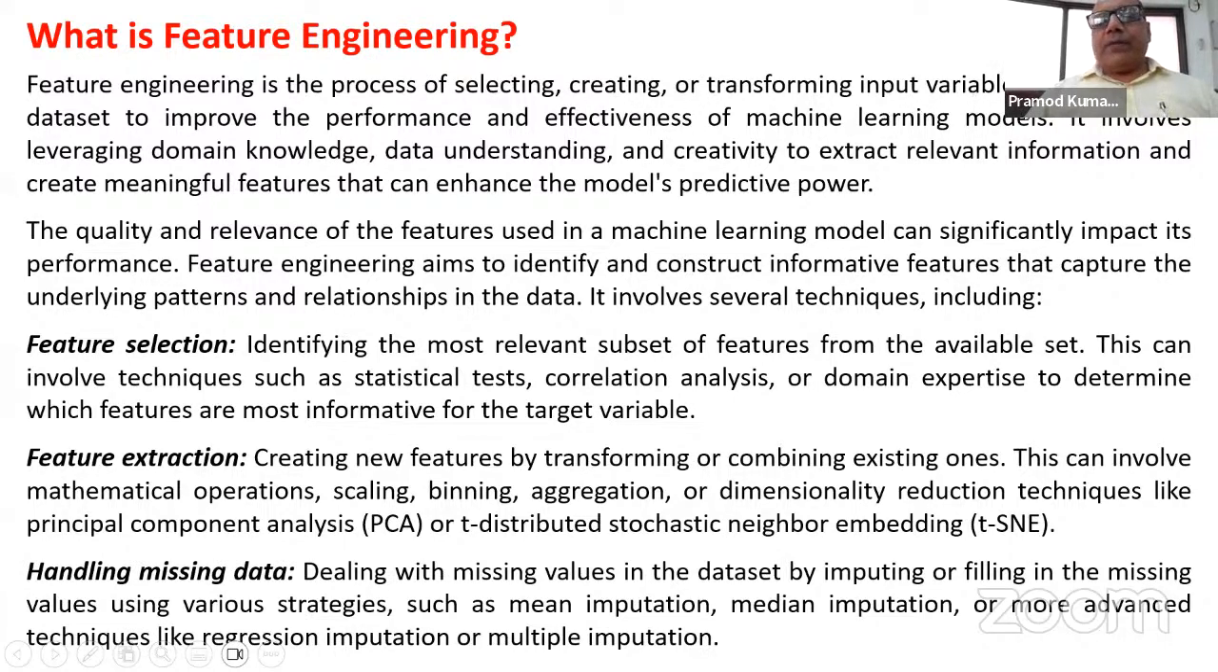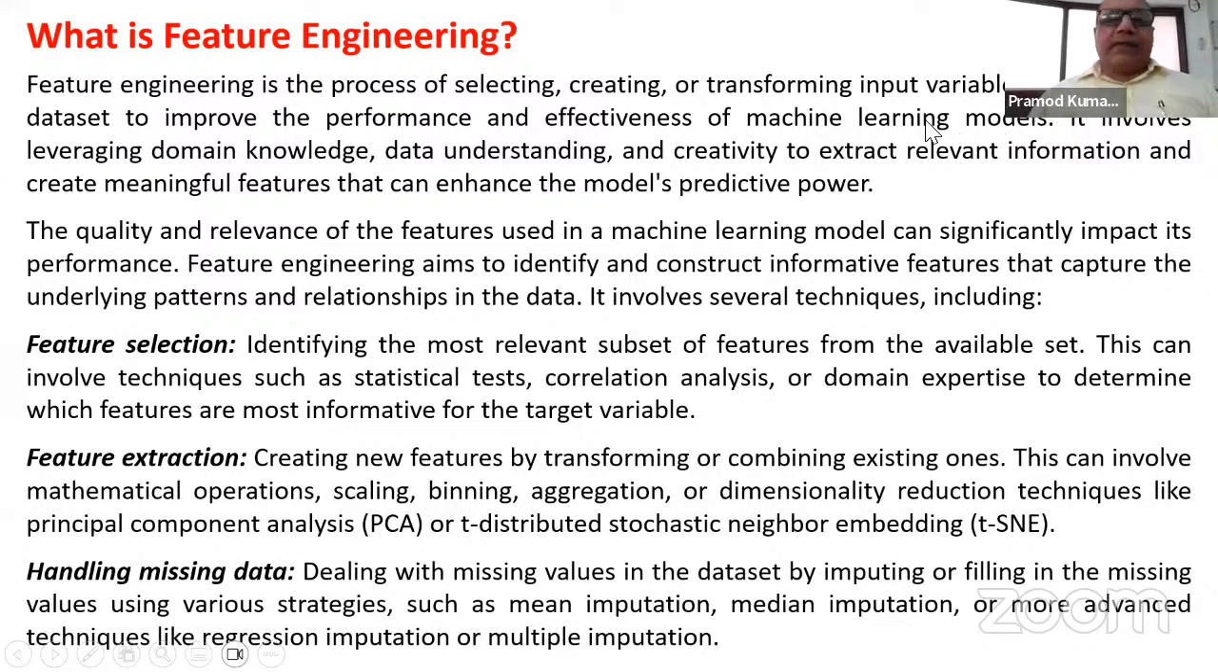So what we do in feature engineering is that we select, create, and transform the input variables. Input variables means the features in a data set. We will see in detail how to select, create, and transform the feature set. But why do we do it? We do it to improve the performance and effectiveness of the machine learning models.